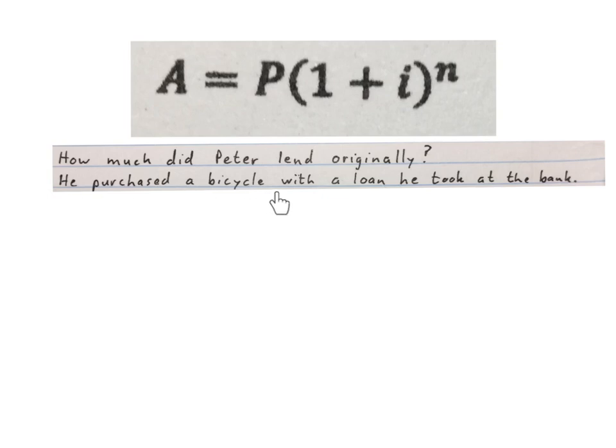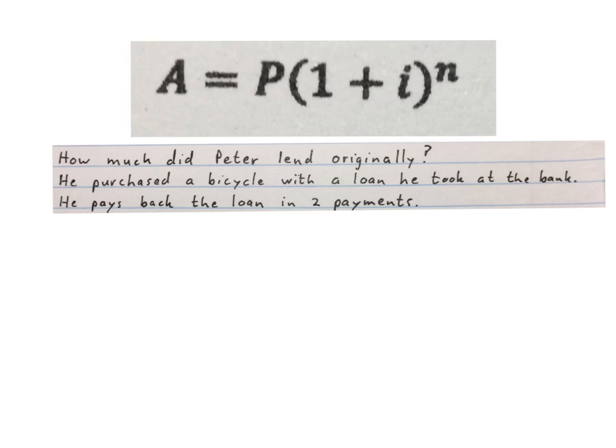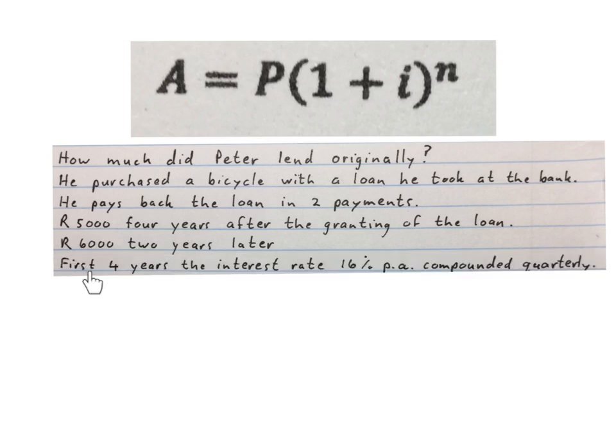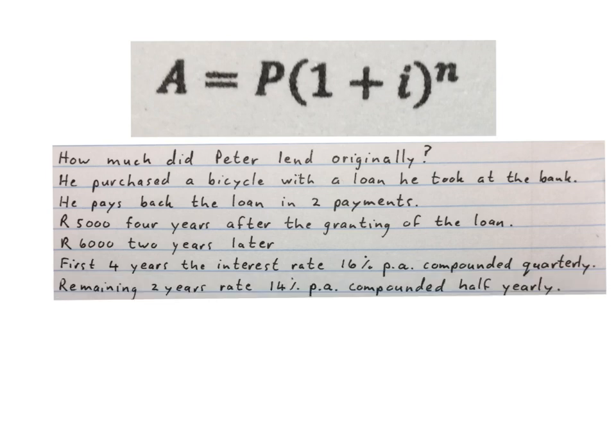He purchased a bicycle with a loan he took at the bank. He pays back the loan in 2 payments: 5,000 Rand 4 years after the granting of the loan, and another 6,000 he pays 2 years later. During the first 4 years, the interest rate is 16% per annum, compounded quarterly. For the remaining 2 years, the rate is 14% per year, compounded half yearly.